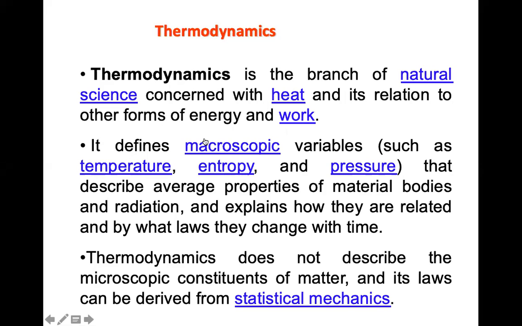It defines macroscopic variables such as temperature, entropy, and pressure that describe average properties of material bodies and radiation, and explains how they are related and by what laws they change with time. Thermodynamics does not describe the microscopic constituents of matter, and its laws can be derived from statistical mechanics. So lots of new terminologies or keywords you are being introduced to.